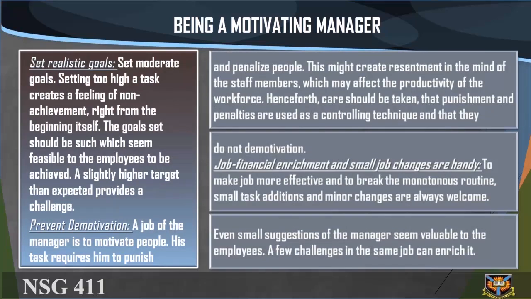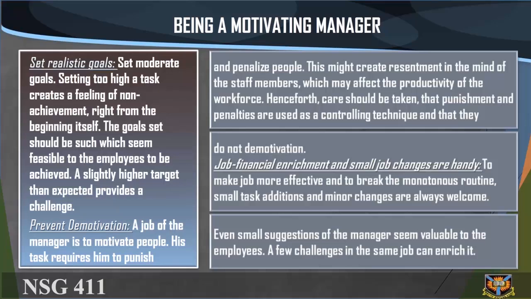D. Set realistic goals. Set moderate goals. Setting too high a task creates a feeling of non-achievement right from the beginning. The goal set should be such that it seems feasible to the employees to be achieved. A slightly higher target than expected provides a challenge.